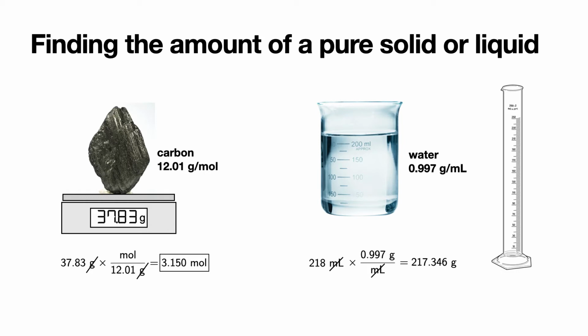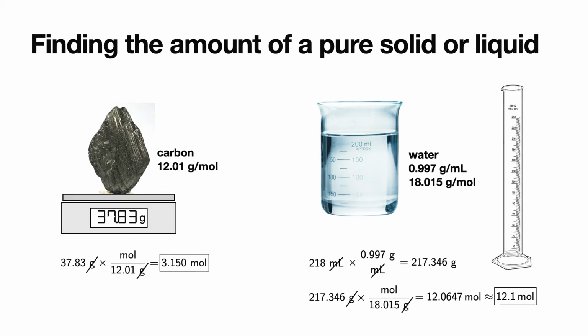217.346 grams. And I've written more digits here than I need, and that's just to protect me from rounding off prematurely, because I'm going to use this number of grams with the molar mass of water. Water has a molar mass of 18.015 grams per mole, and so using the number of grams, multiply by 1 mole per 18.015 grams. Again, our grams cancel out, and we get that the amount of water is 12.0647 moles, or rounding off to an appropriate number of significant figures, we've got 12.1 moles of water.